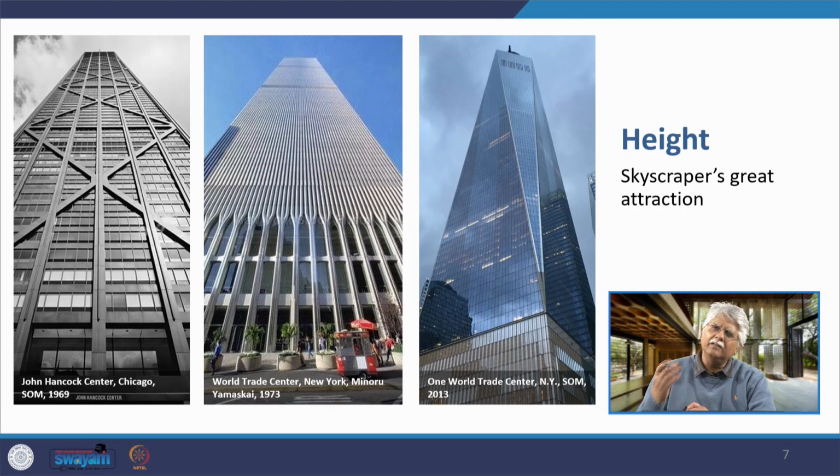What is the one thing that attracts you and me to the skyscraper? It's the height of the skyscraper, how tall it is. Whether it is the John Hancock Center in 1969 by Skidmore, Owings and Merrill, or the World Trade Center by Minoru Yamasaki, or the more recent One World Trade Center, again by Skidmore, Owings and Merrill, in 2013, the skyscraper's greatest attraction is its tallness.